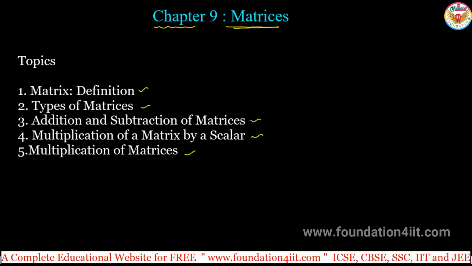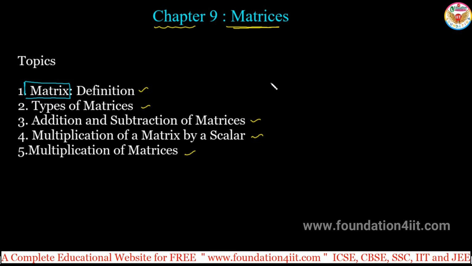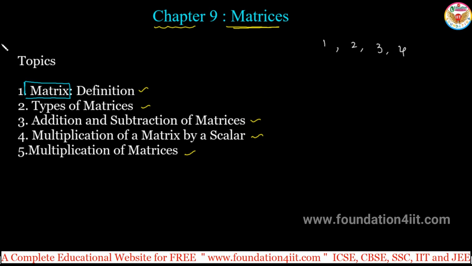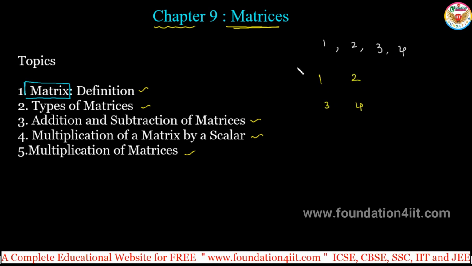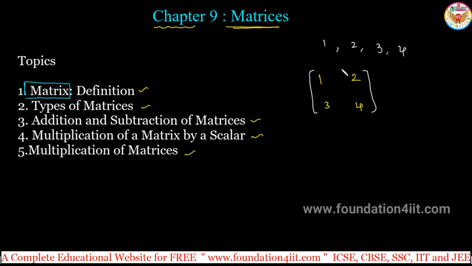Now let us begin the topic. First let us see what a matrix is. A matrix is a rectangular arrangement of numbers arranged in rows and columns. If you arrange some numbers, for example 1, 2, 3, 4, these four numbers I am arranging in a rectangular arrangement like 1, 2, 3, 4, and we maintain some box or bracket, then an arrangement of numbers arranged in rows and columns is nothing but a matrix. Here there are two rows and two columns.